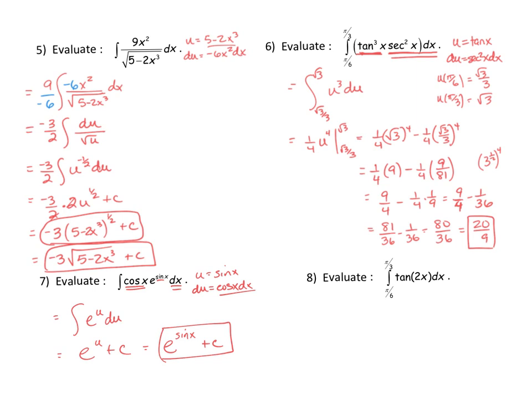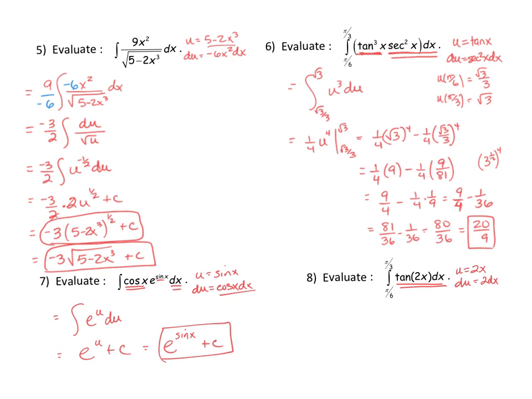Next, we have to evaluate the integral from pi over 6 to pi over 3 of the tangent of 2x dx. Now, this one's a little tricky. You might just try to jump in here and say, okay, the inner function is 2x, so u is 2x. du will be 2 times dx, and so it looks like I have the tangent of u du.